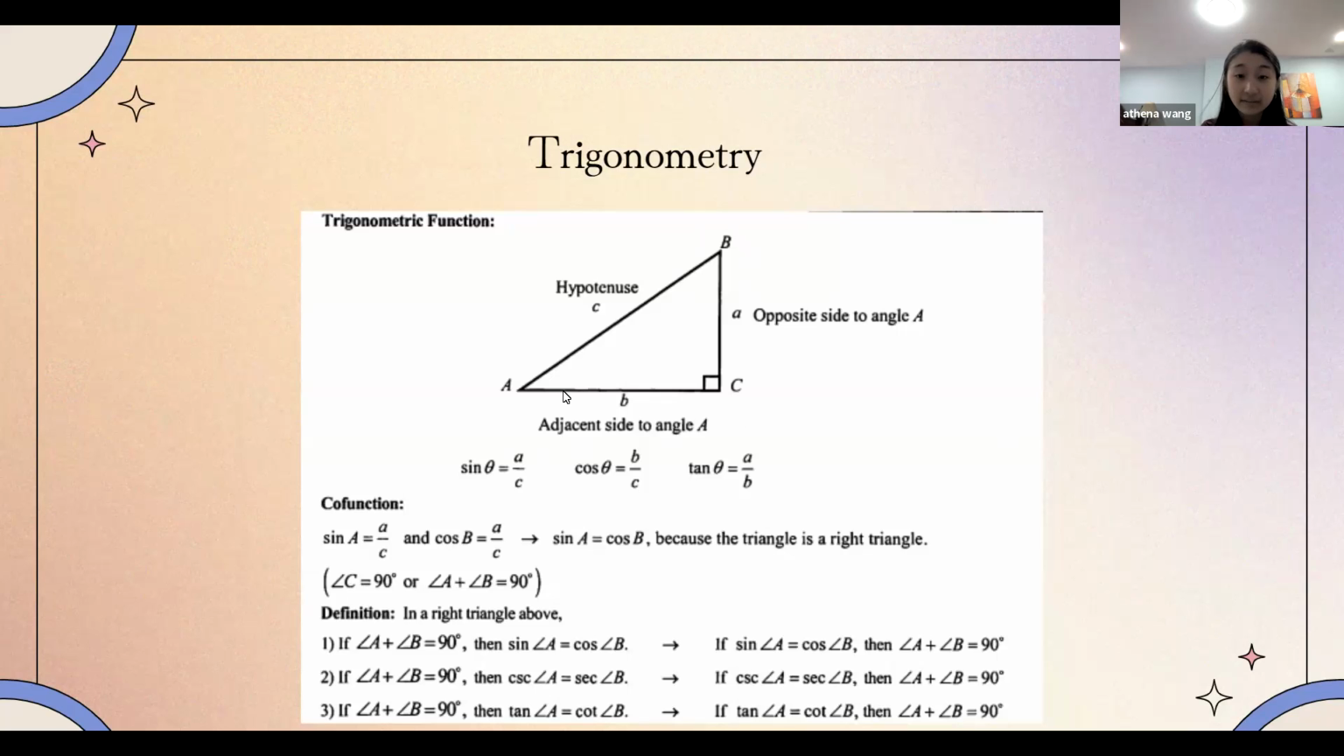Sine of A would be the opposite side over the hypotenuse. The cosine of that angle would be the adjacent side over the hypotenuse, and then tan of that angle would just be the opposite side over the adjacent side. Those are the three main ideas. If you see sine, cosine, or tangent on the SAT, just know that it's going to be covering that stuff.